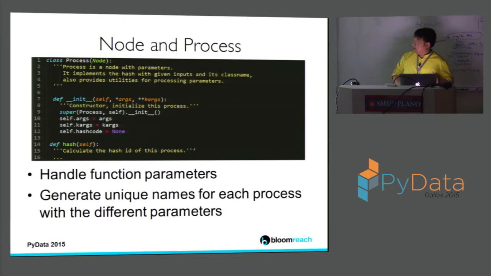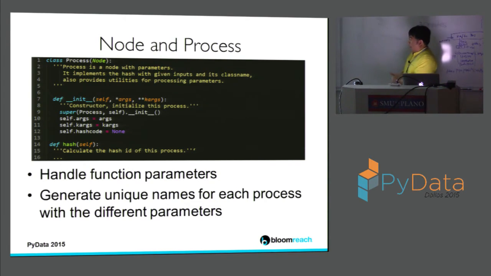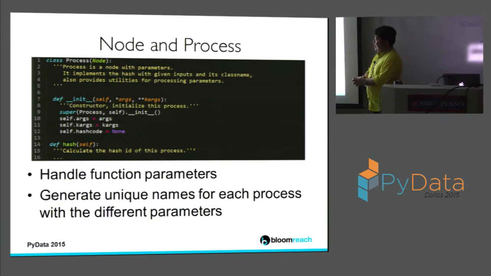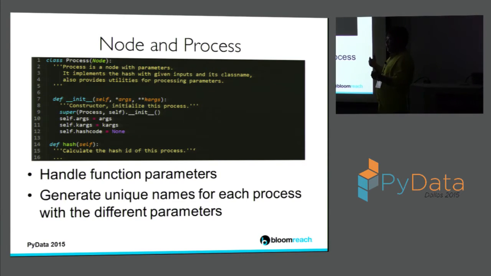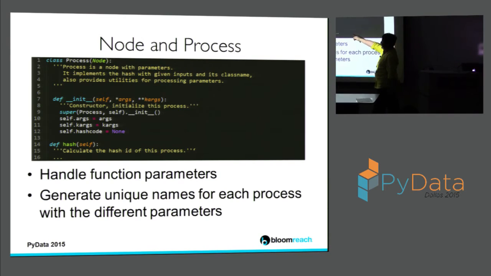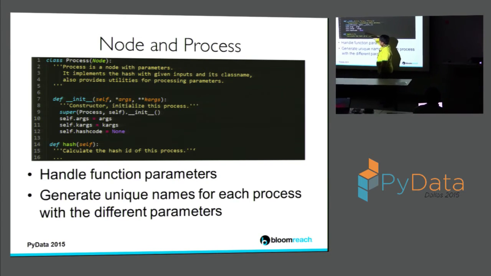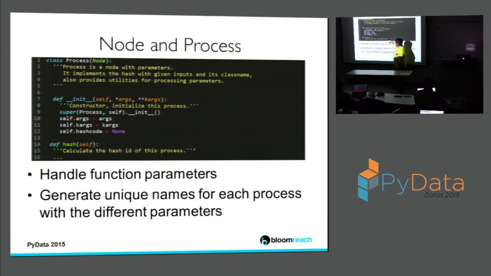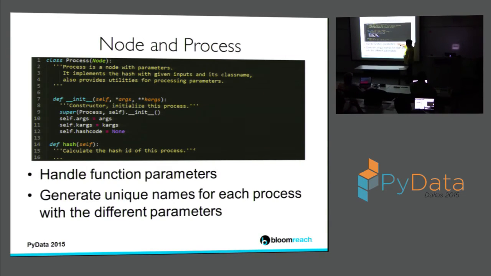The next thing, inherited from Node, is a process. Why we need this process is because if we want to call something, we have to send the parameters. But when you create objects, they all have a similar interface. So we need to handle all different types of parameters. So we remember all the parameters, so later on we can deal with them. And then we also provide a hash function so we can generate unique names for each node.